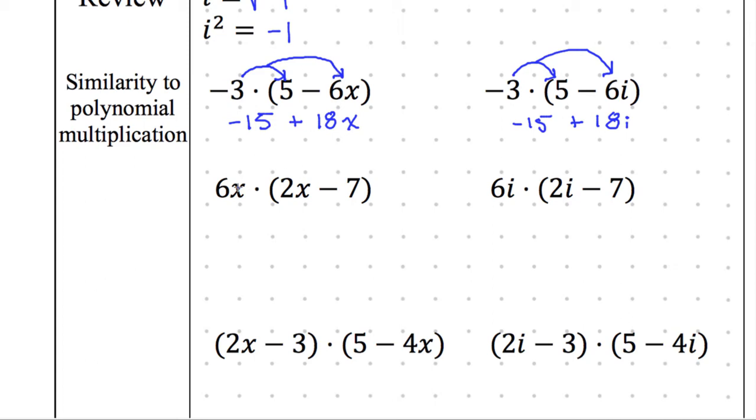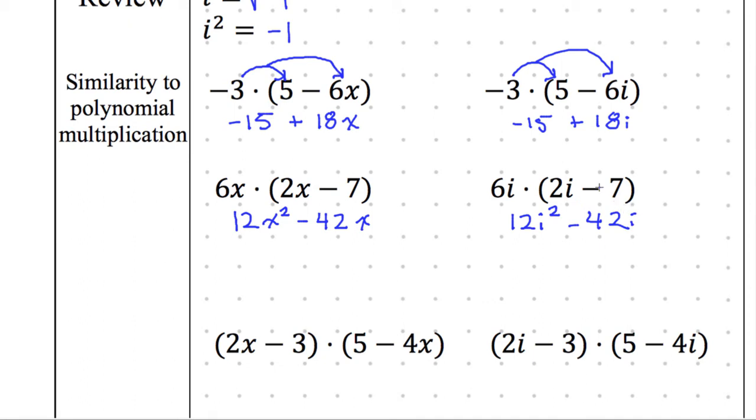Okay, you have unpaused the video. So 6x times 2x is going to be 12x squared. And then 6x times -7 is -42x. It's very similar when I'm doing complex numbers. 6i times 2i is 12i squared, and 6i times -7 is -42i.